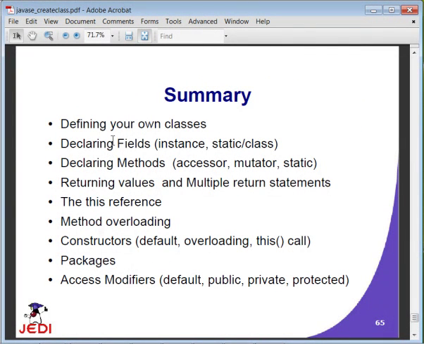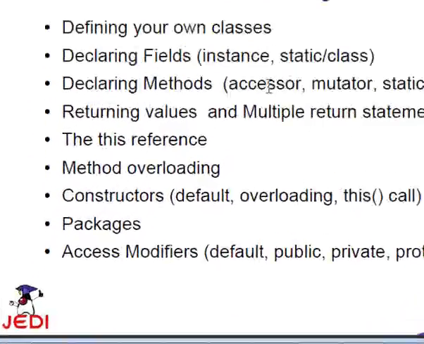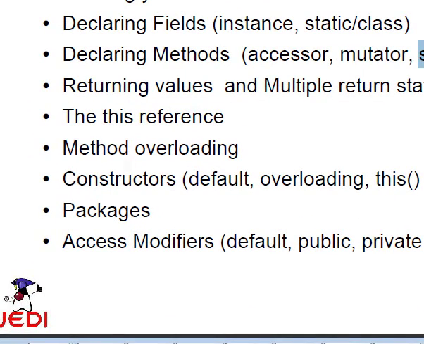We just learned how to define your own class, and how to declare fields, both instance fields and static fields. A static field is sometimes called a class field or class property. We learned how to declare the accessor getter method, the mutator setter method, and also static methods. We learned how to use a return statement, about this, and the concept of overloading: the same method name but a different set or different types of parameters. And we talked about the concept of a constructor.